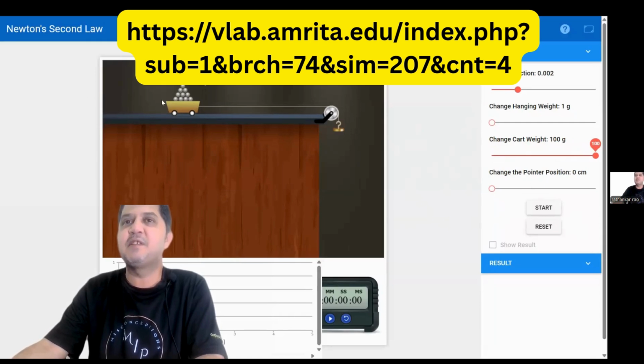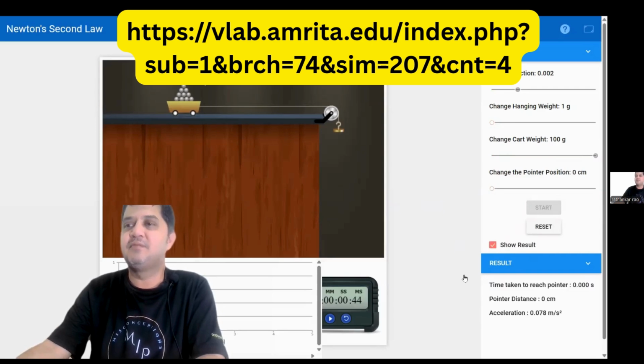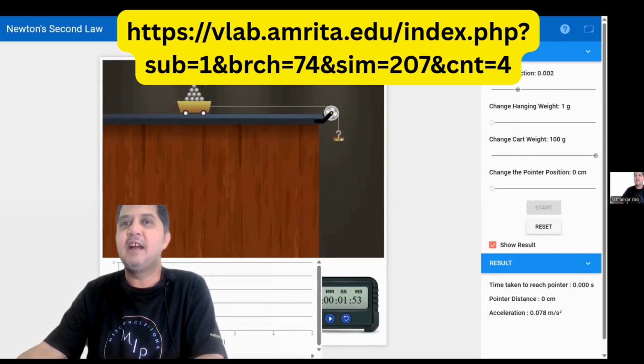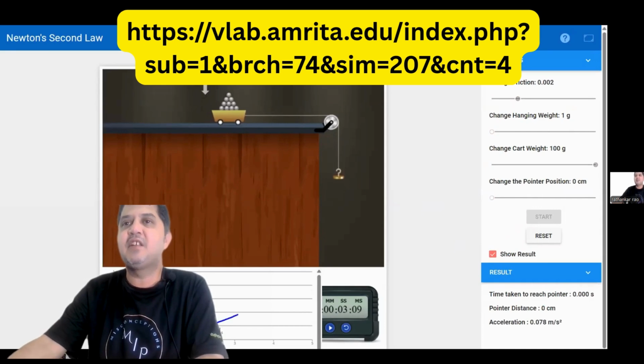So this is much more massive over here, okay, and then when I start this, let me click on start over here, and I'll click on show results also. Okay, now what's happening over here? The acceleration seems to be 0.078. There's a pointer over here which shows what's happening. And how is the cart moving? The cart is moving slowly, and you can see the graph over here, distance versus time. It's showing a non-linear increase. Okay, so this is what you can see. It takes a very long time to go from that pointer position to reach over here.